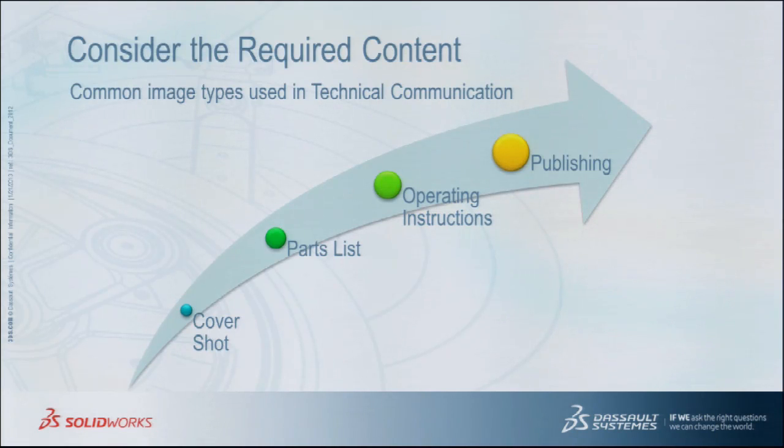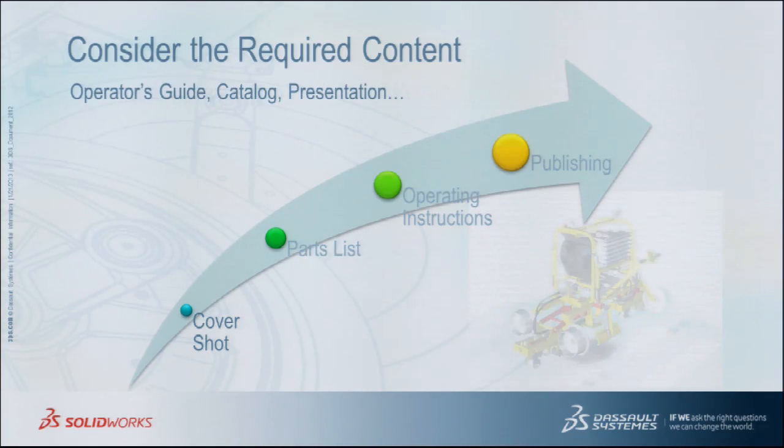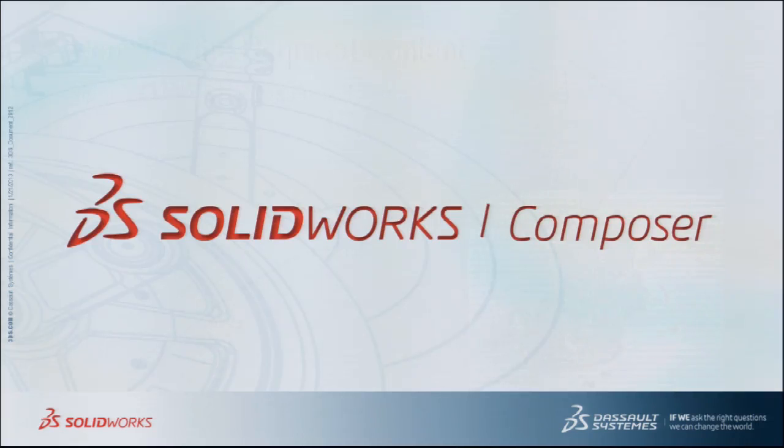So let's take a look at some of that required content that we're going to create. In most of our documents, most of our content, we're going to have some kind of a cover shot. Perhaps we'll create some kind of a parts list, whether it be for a catalog or even just an operator's guide, a service manual. How do I work with that? Perhaps we'll create operating instructions for that system. And of course, we're going to have to publish that content. So let's get started with the cover shot.